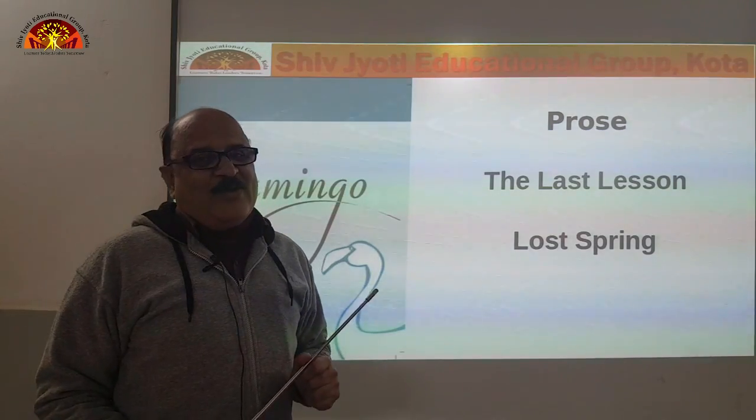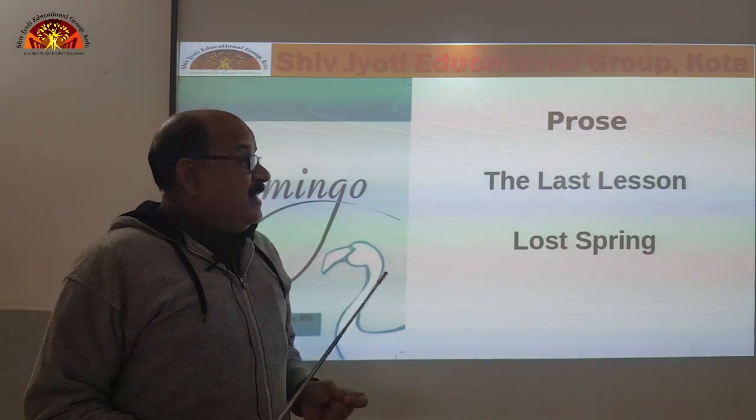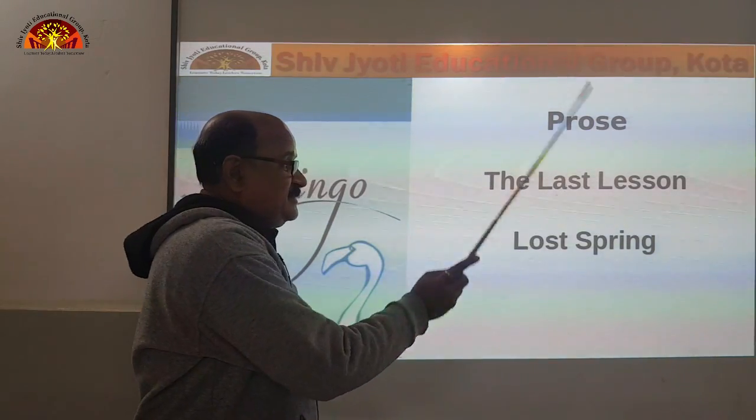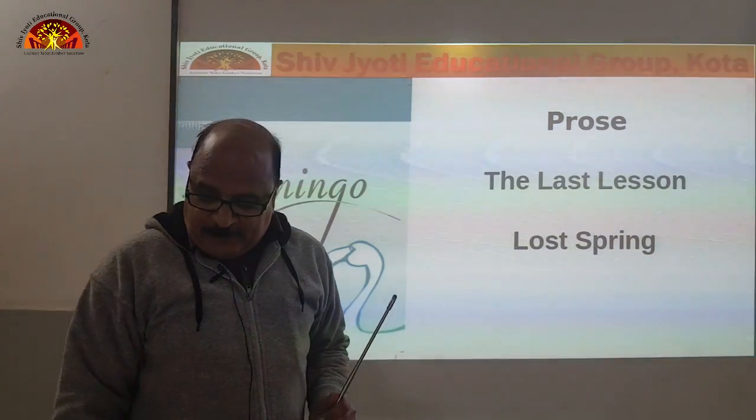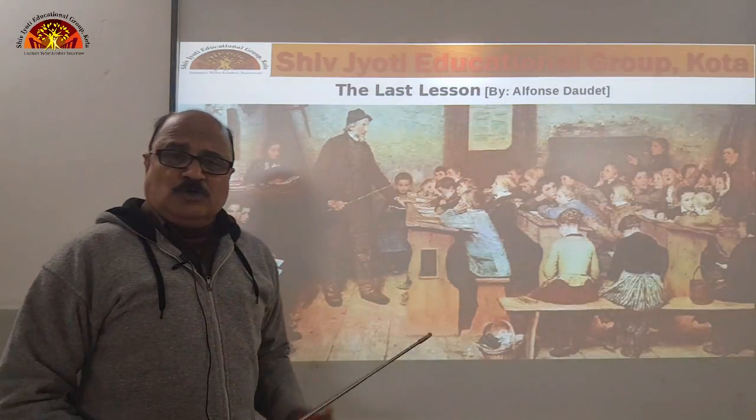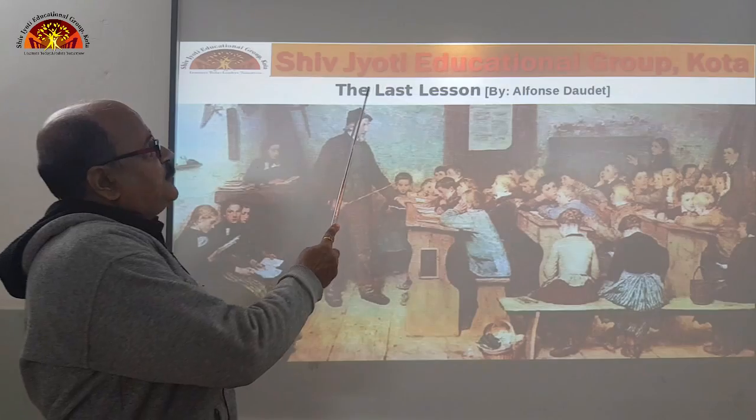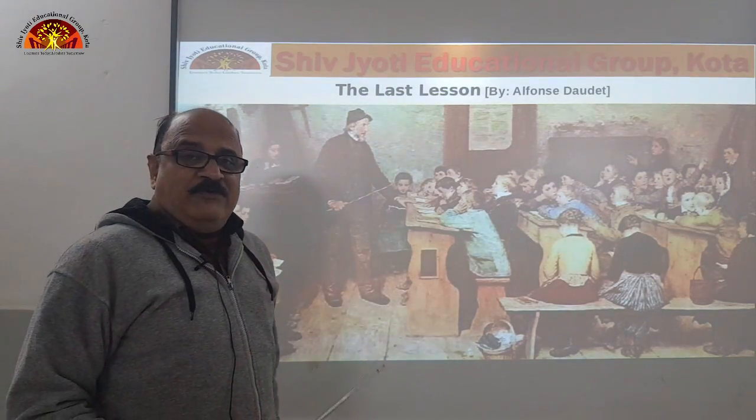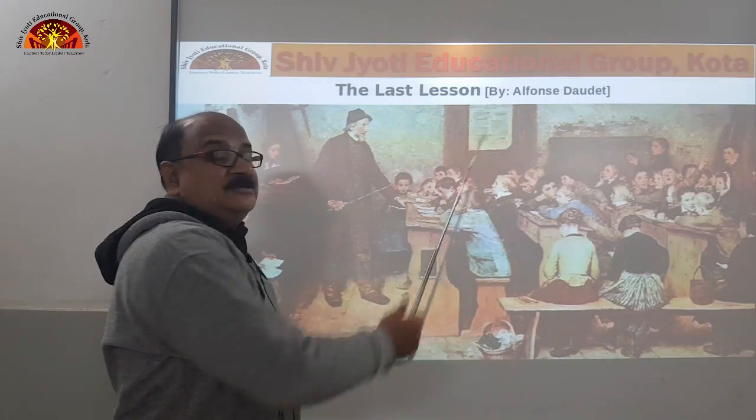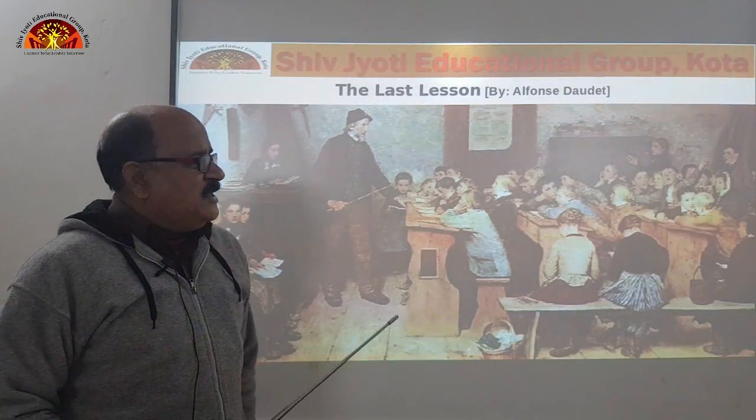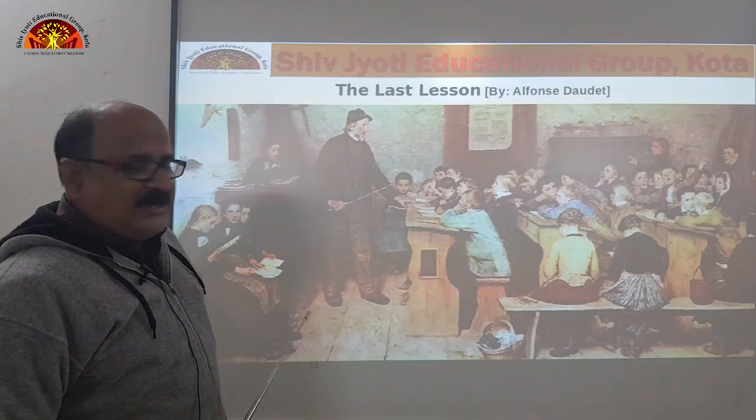Okay, so now we are going to start revising these two chapters of the prose section, The Last Lesson and Lost Spring. One by one we are going to discuss them. To begin with, our first chapter is The Last Lesson, and this chapter was, as you know, written by Alphonse Daudet, right students? And in this image you can see a classroom.